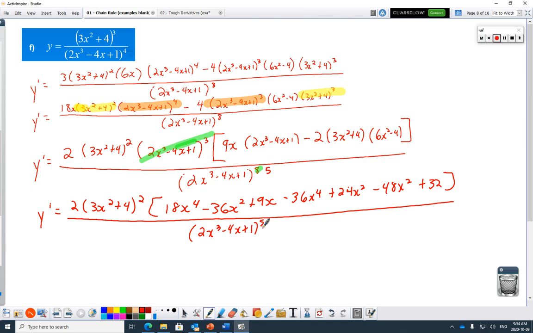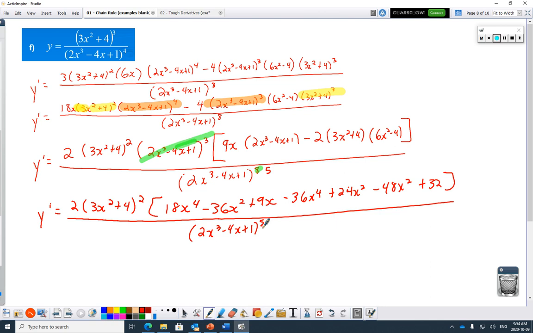I better check that. I tried to do a FOIL with a common multiple all in one step. How did I do? 18x to the 4th, negative 36x to the 4th, negative 12x squared, positive 20. Oh, we're off to a good start. 24, negative 48x squared. Yeah, that's right. And negative 6, it might be right.